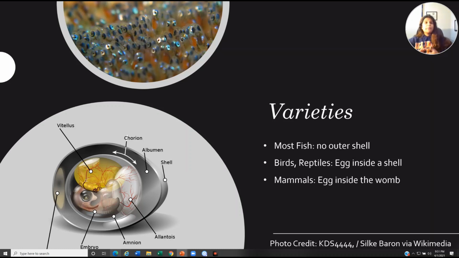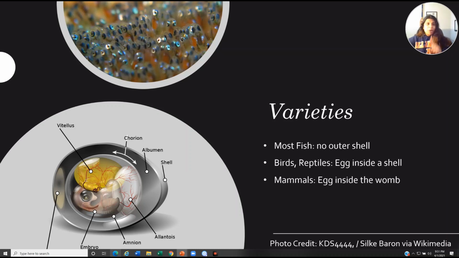So birds, reptiles, some amphibians, these species have an egg shell because they lay the egg outside on land. And this can be damaging to the egg if they don't have this outer shell. The outer shell is basically a protection layer, and it's made of calcium carbonate.